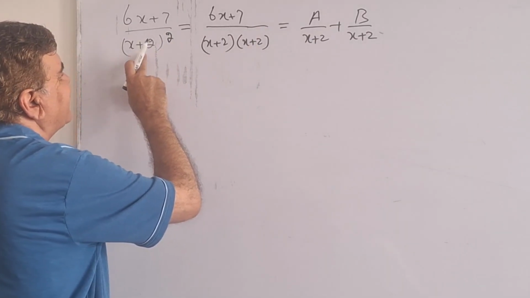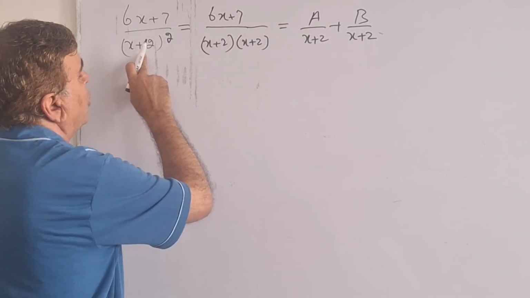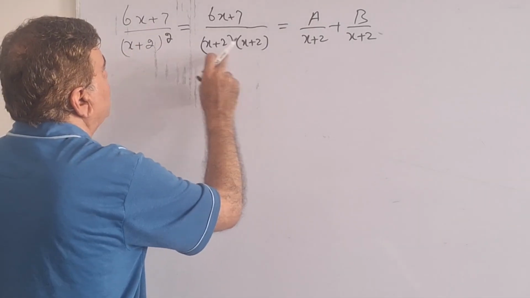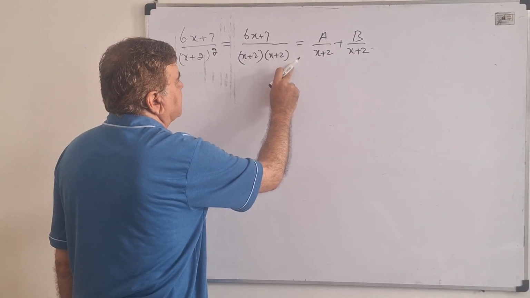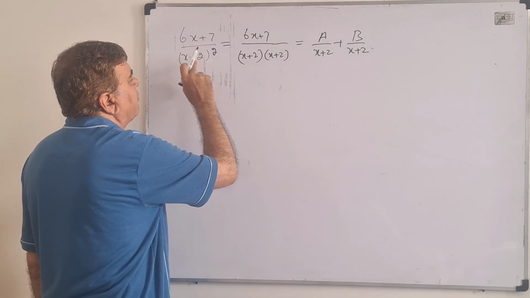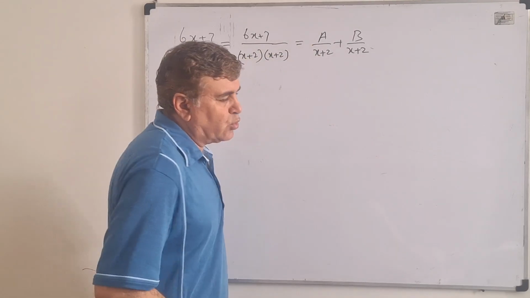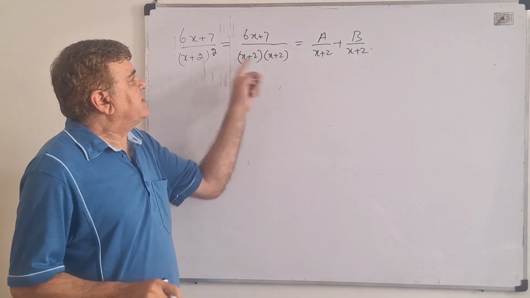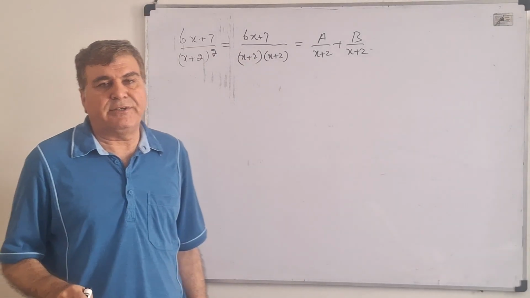So whenever there are similar factors in the denominator, we write them in power. We don't write the like factors in this way. We write them in power, and for power we use the rule that we just outlined. So don't make this mistake in solving partial fractions.